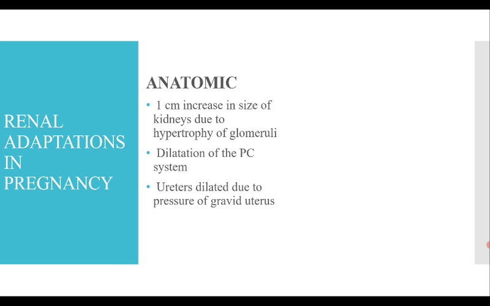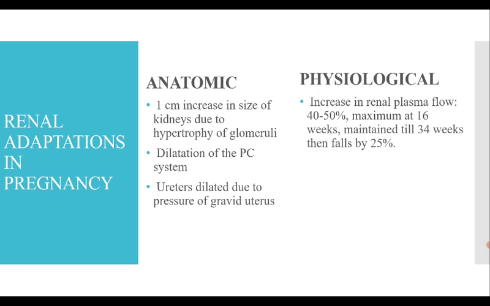In the anatomical changes, there will be a 1 centimeter increase in the size of kidneys due to hypertrophy of glomeruli and dilatation of the proximal collecting systems. The ureter is dilated due to pressure of the gravid uterus. What are the physiological changes?